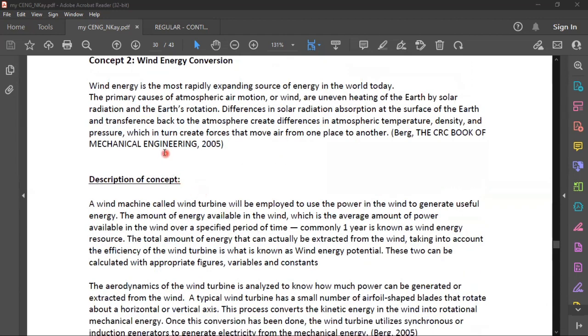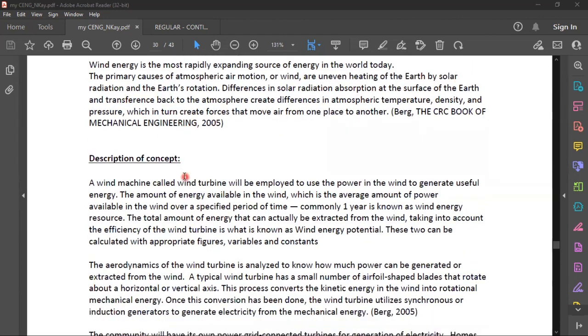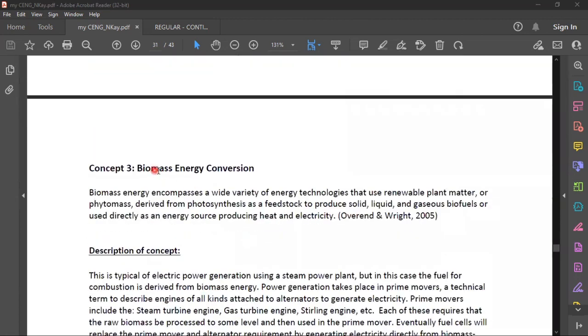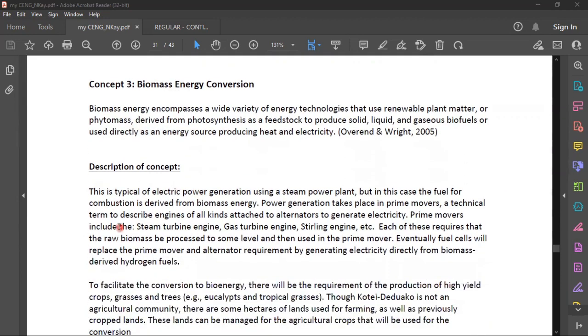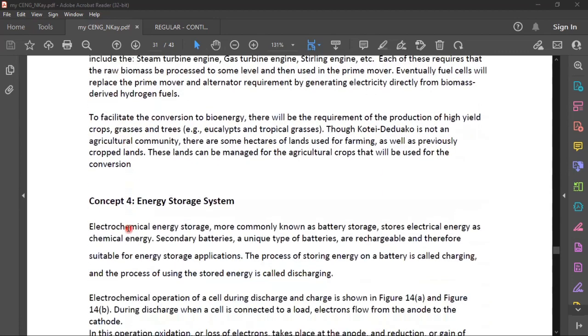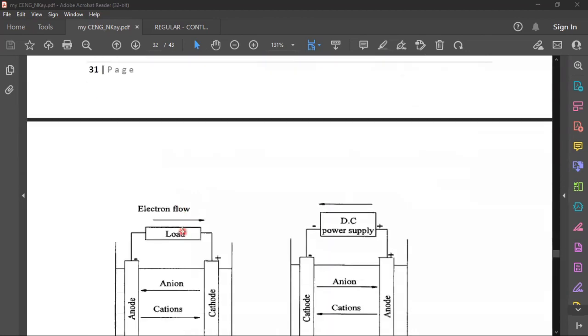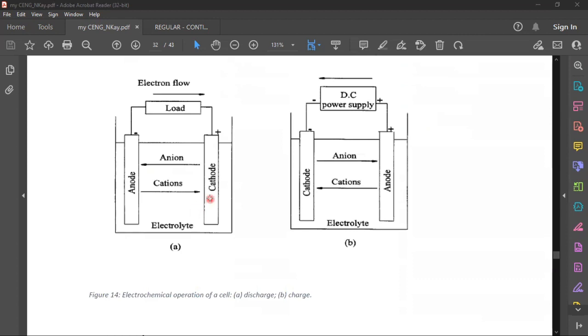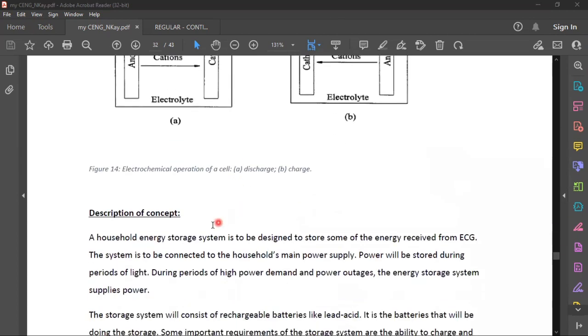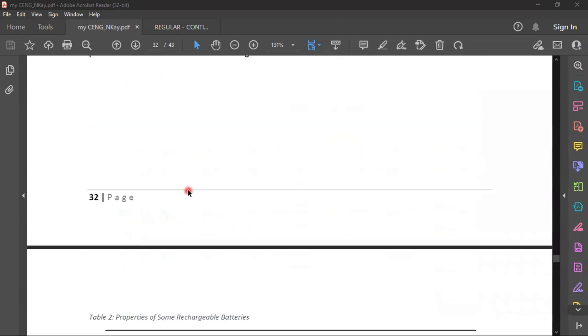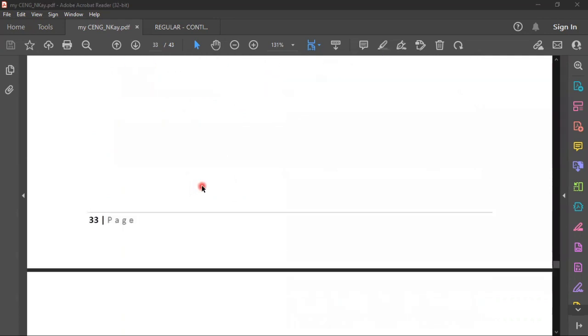So it is captured in two forms. You state the concept, you give an overview of it, and then you state how you would solve that problem with that concept. And then this one is biomass energy conversion. So he gave an overview, and then he gave a description of the concept. You get that? Good. And then the energy storage system, and so on. So you see, diagrams are very, very important. You would have to use diagrams to achieve your conceptual design. Very, very important. And then he did the description of the concept. Very, very simple. So that is it.